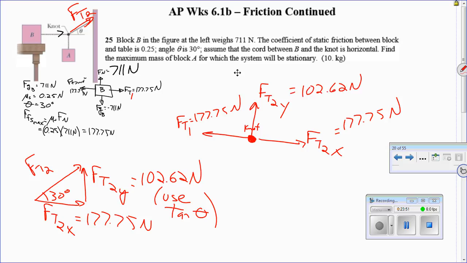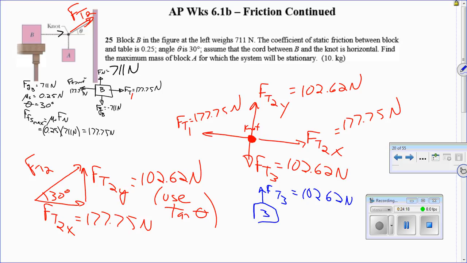If my net force is 0, then the force of tension 3 is going to equal the force of gravity on the block. So that's got to be 102.62, which means I'm out of room, but here's my block. Force of tension 3 is 102.62. That means my force of gravity on that block is also 102.62 newtons. So divide by 9.8 to get your mass, and it gives you pretty close to 10 kilograms. It's a little bit more, but with sig figs, you round it down to 10.